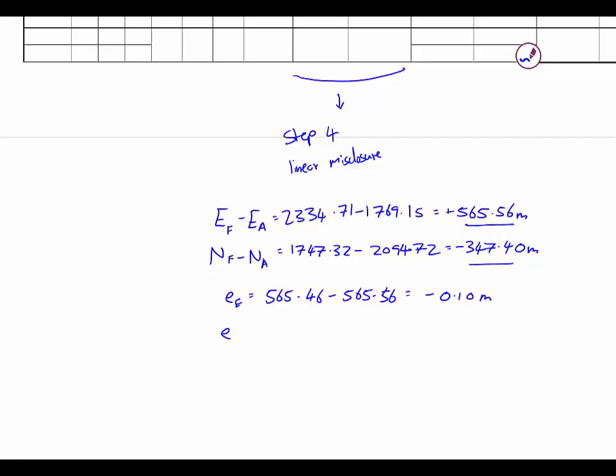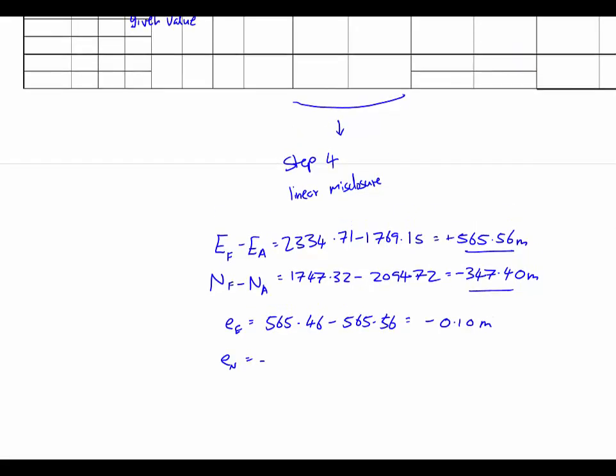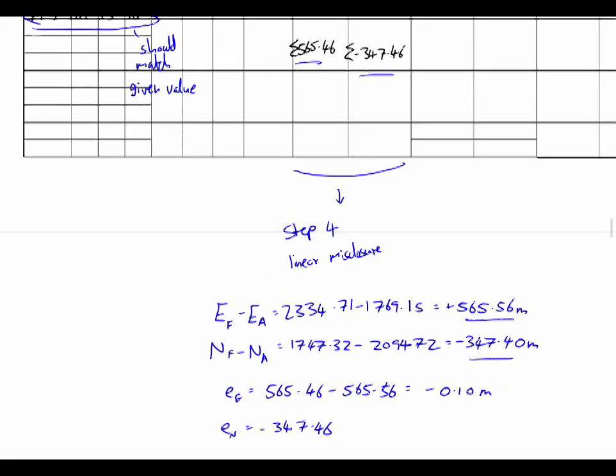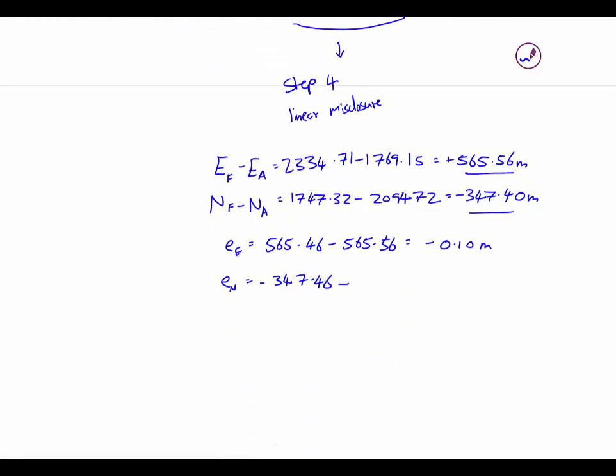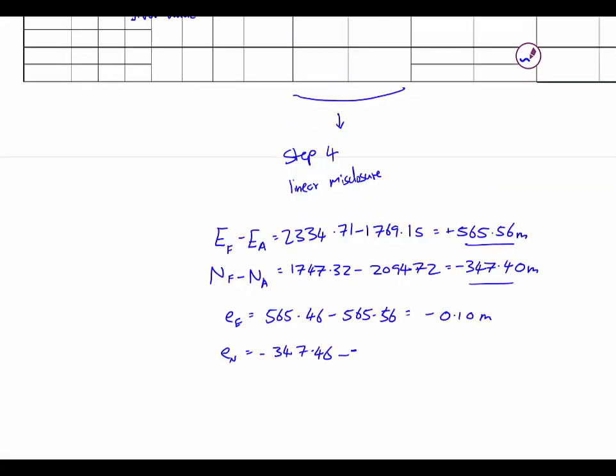Same for Northing. So for the northings, we do what our measured value was. So we've got 347.46, and that comes from up here, minus 347.40, because we're minusing this number, we added, and we end up with a misclosure of 0.06 metres, and it's also negative.